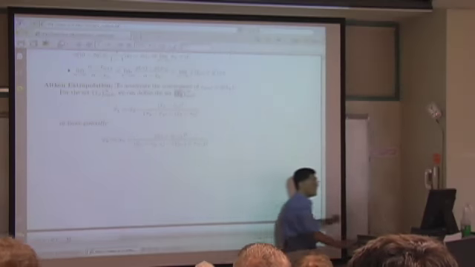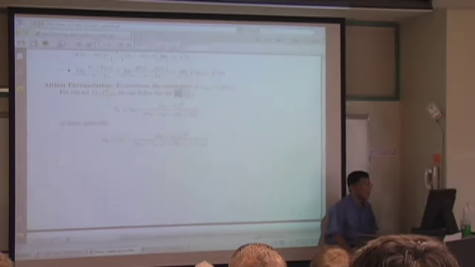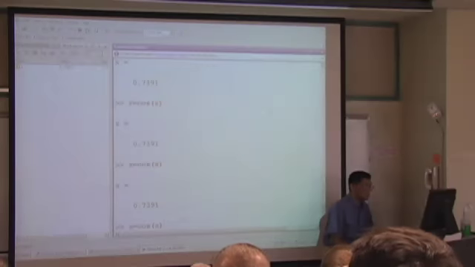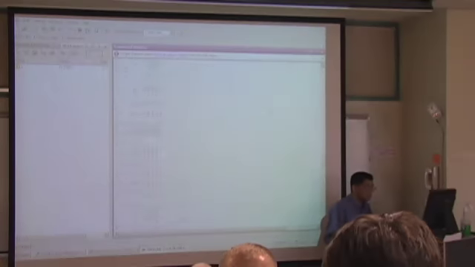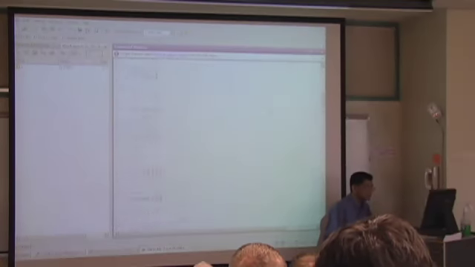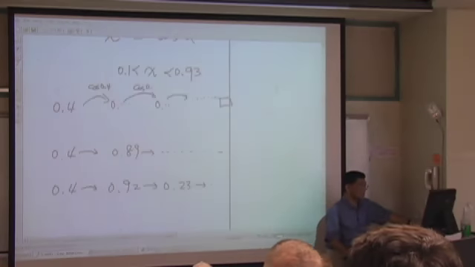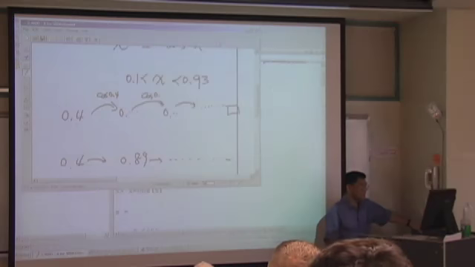So I will make up, and then instead of making up, I will use the result from the MATLAB calculation. So this is the sequence that I produced using the iteration method.